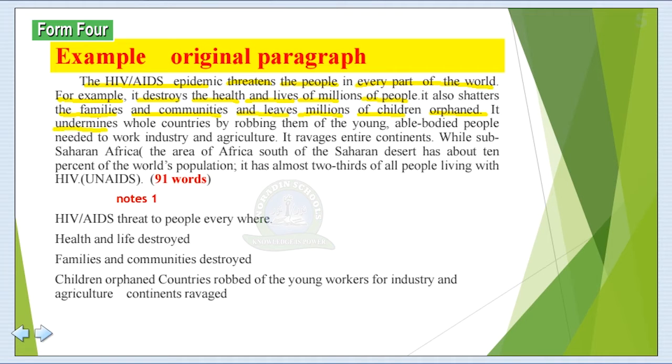It undermines whole countries by robbing them of the young, able-bodied people needed to work in industry and agriculture. It ravages entire countries, while sub-Saharan Africa, the area of Africa south of the Sahara desert, has about 10% of the world's population. It has almost 2/3 of the world's people living with HIV/AIDS. This is 91 words. So we want to summarize.